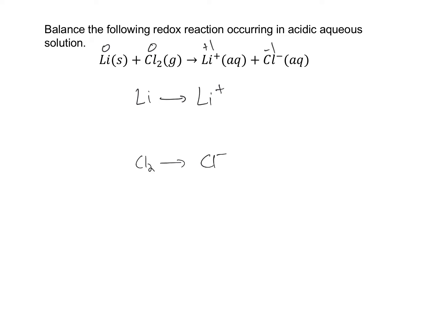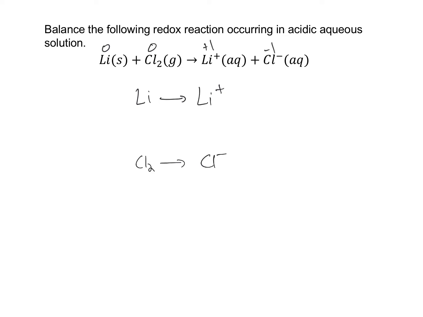So now what we're going to do is balance each half reaction individually, and then add them back together. If we look at the rules, we're on the third step now, and we want to balance each half reaction with respect to mass. The first thing we want to do is balance anything that's not oxygen or hydrogen.